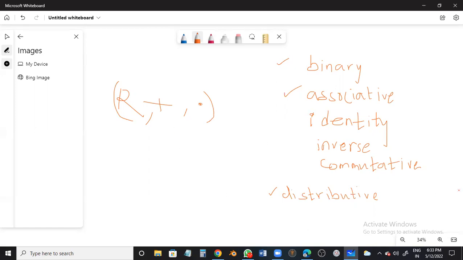Again, if the ring is commutative, we separately call it a commutative ring. And lastly, if identity is there, the ring is commutative, and every non-zero element has an inverse, then we call it a field. Followed now? Got the meaning of field?